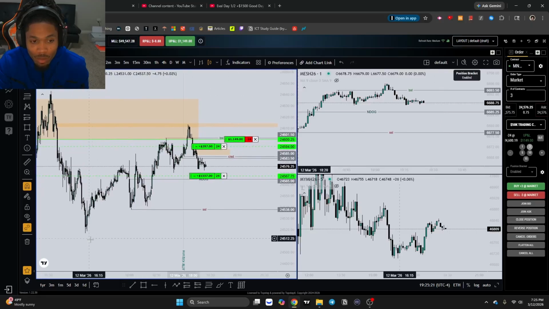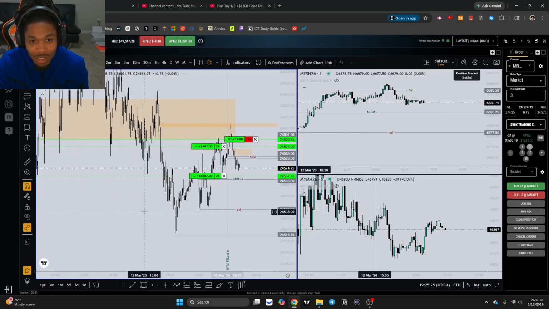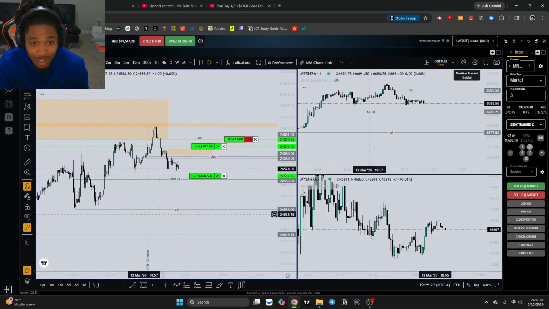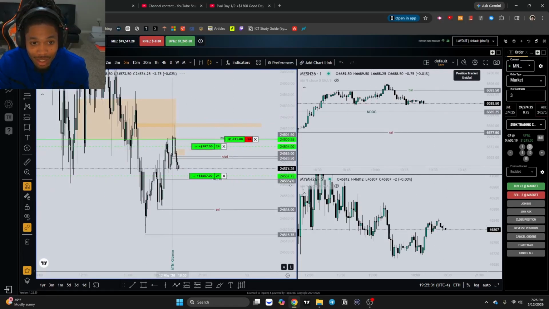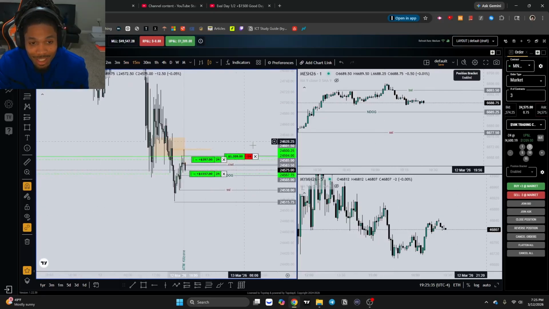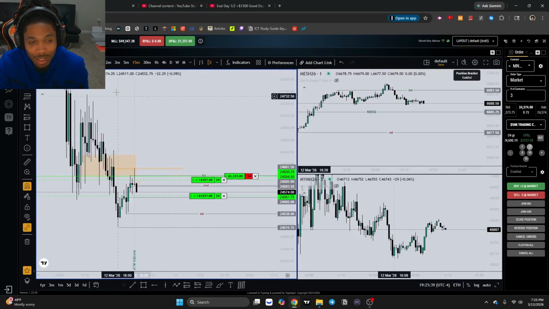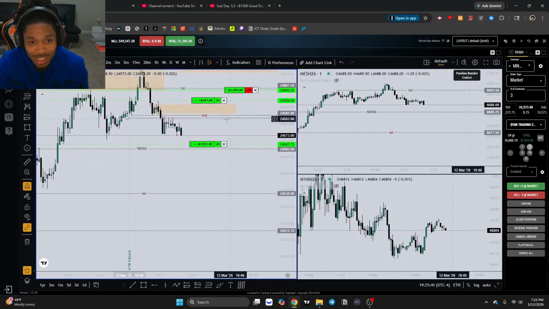I wonder if this is a market maker sell model right here. Like another one. That would be crazy if it was. It might be, so we might see it in real time. If the market just repeated its model from New York AM and it just did it in the Asia session, that would be insane.